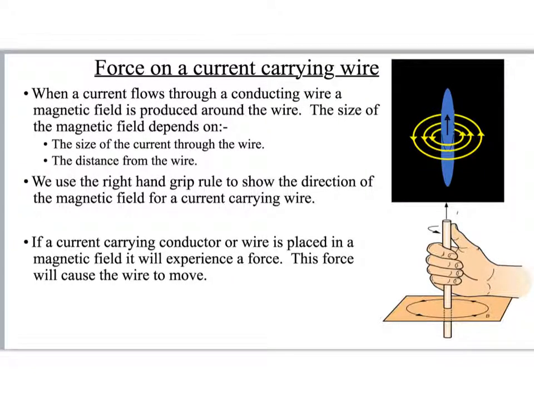In this video, I'm going to run through electromagnets. To understand electromagnets, we first must understand what a force on a current carrying wire is. So if we pass current through a wire, as shown in this diagram here, what we get is a magnetic field going around the wire.